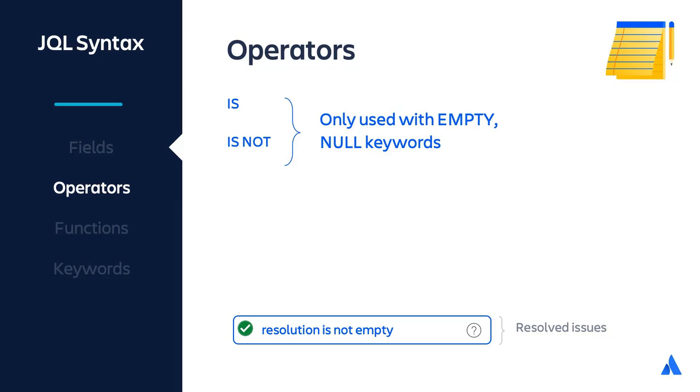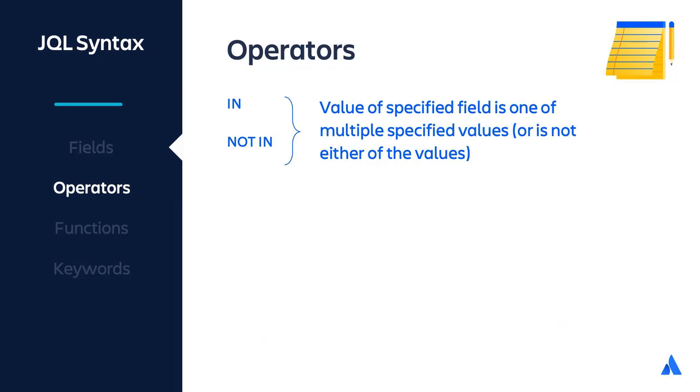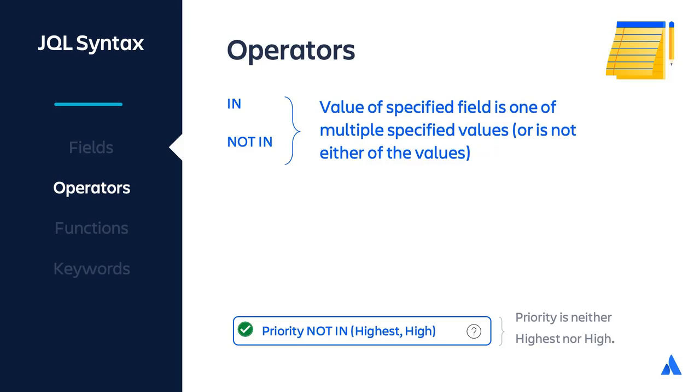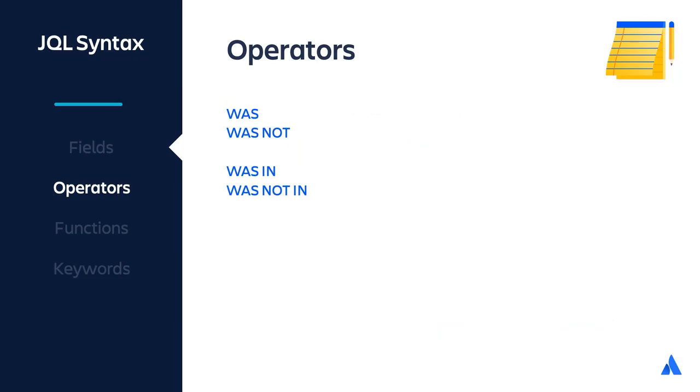The operators in and not in test whether the value of a specified field is one of or none of the multiple specified values. Priority not in (highest, high) will find issues where priority is neither highest nor high. These four operators, was, was not, was in, and was not in, are very powerful and versatile.